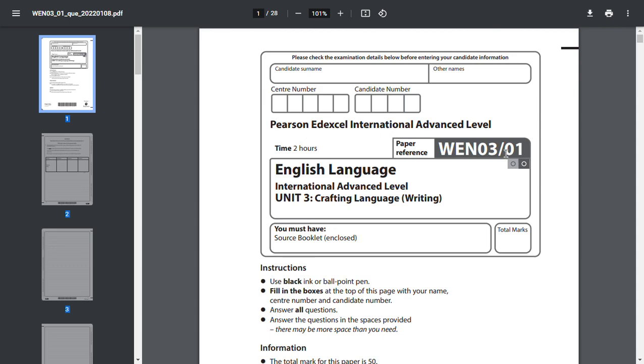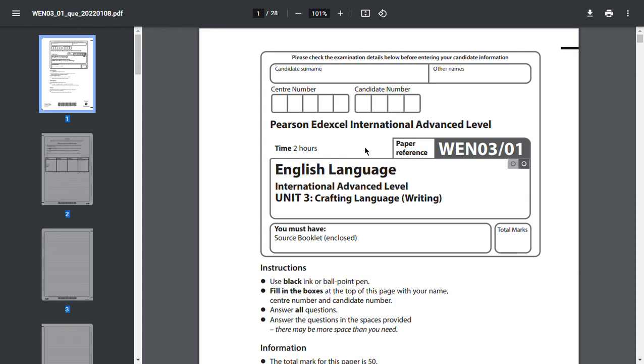There we go. Welcome to another edition, another program whereby we analyze exam papers and, of course, prepare the candidates, the A-level students doing Pearson Edexcel International Advanced Level exams for English. So we've had a series of discussions, a series of analyses whereby we look and advise each other on the best practices on how to go about these papers.